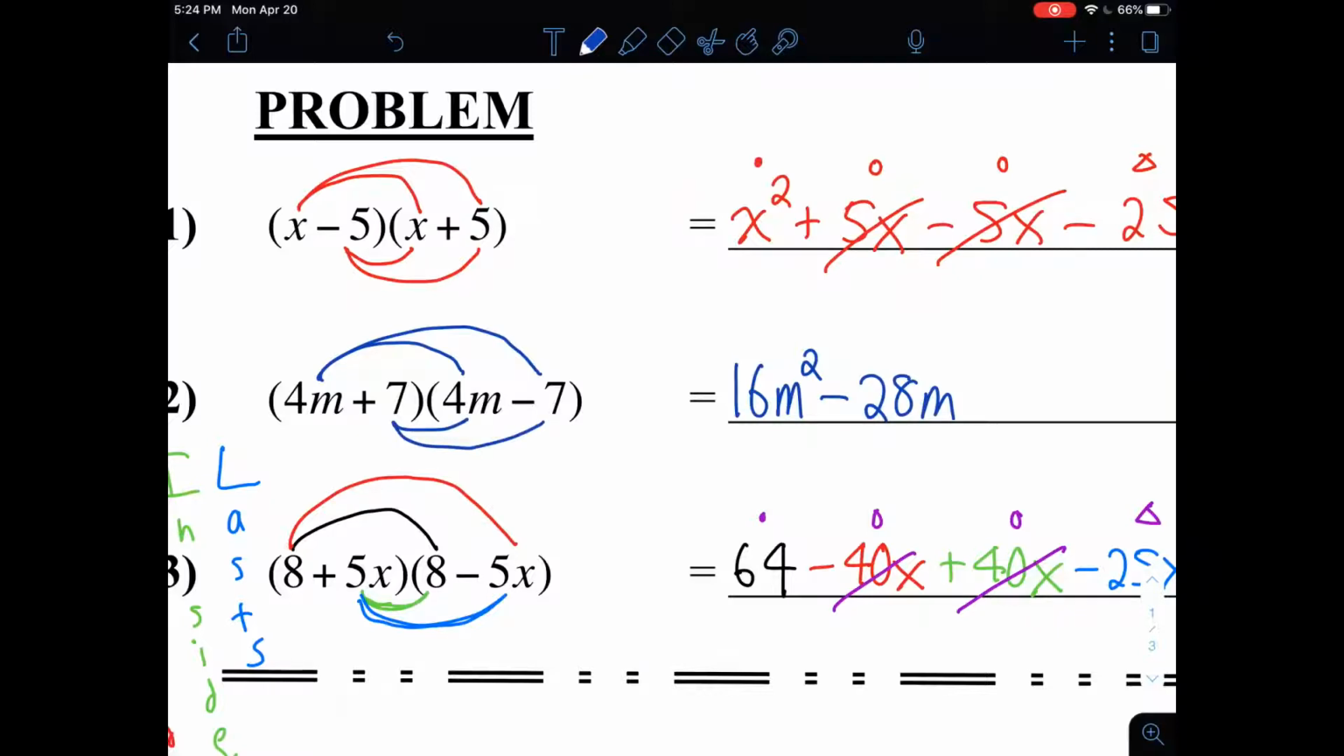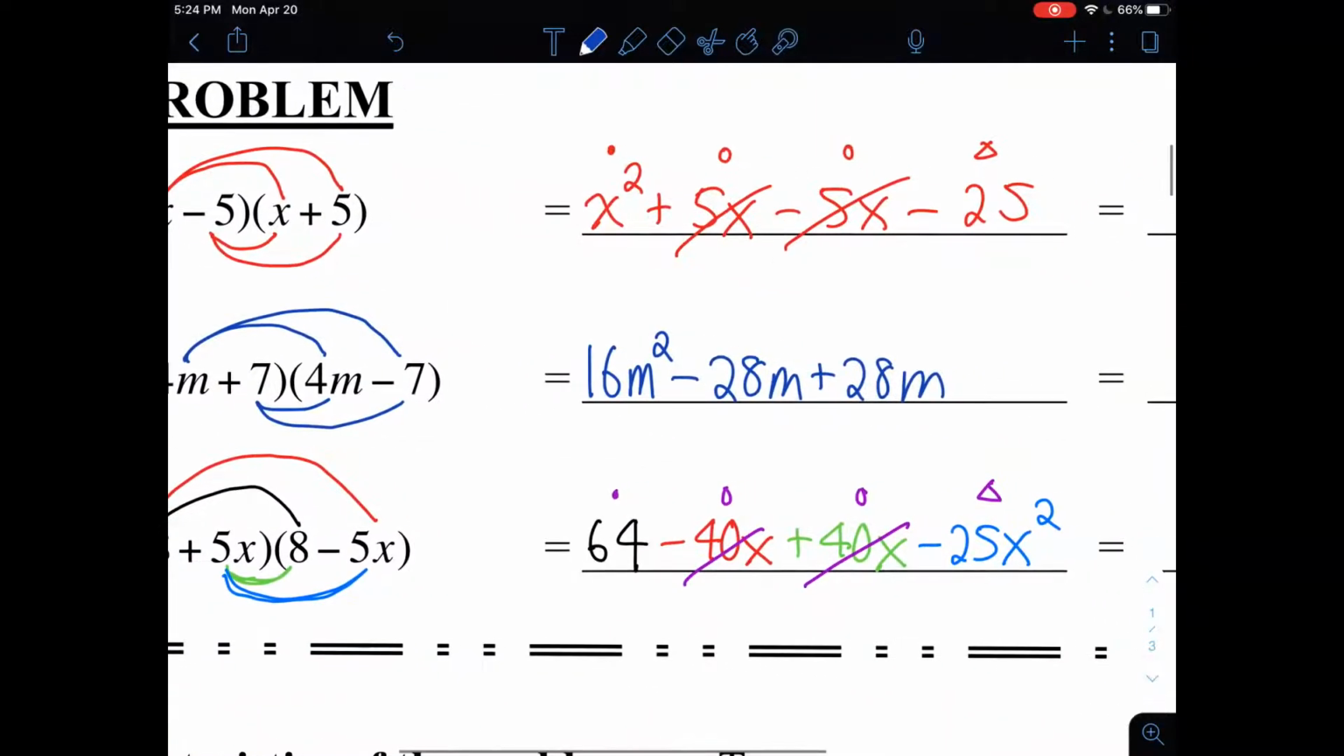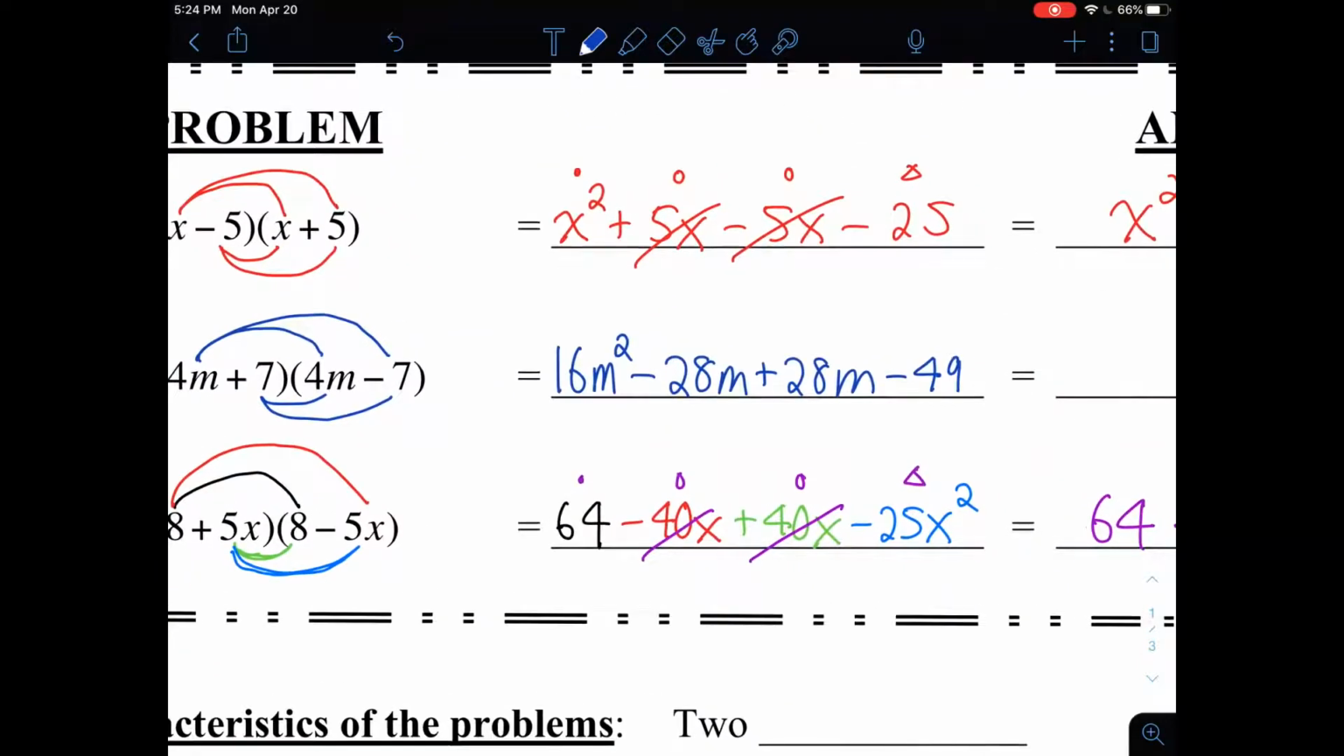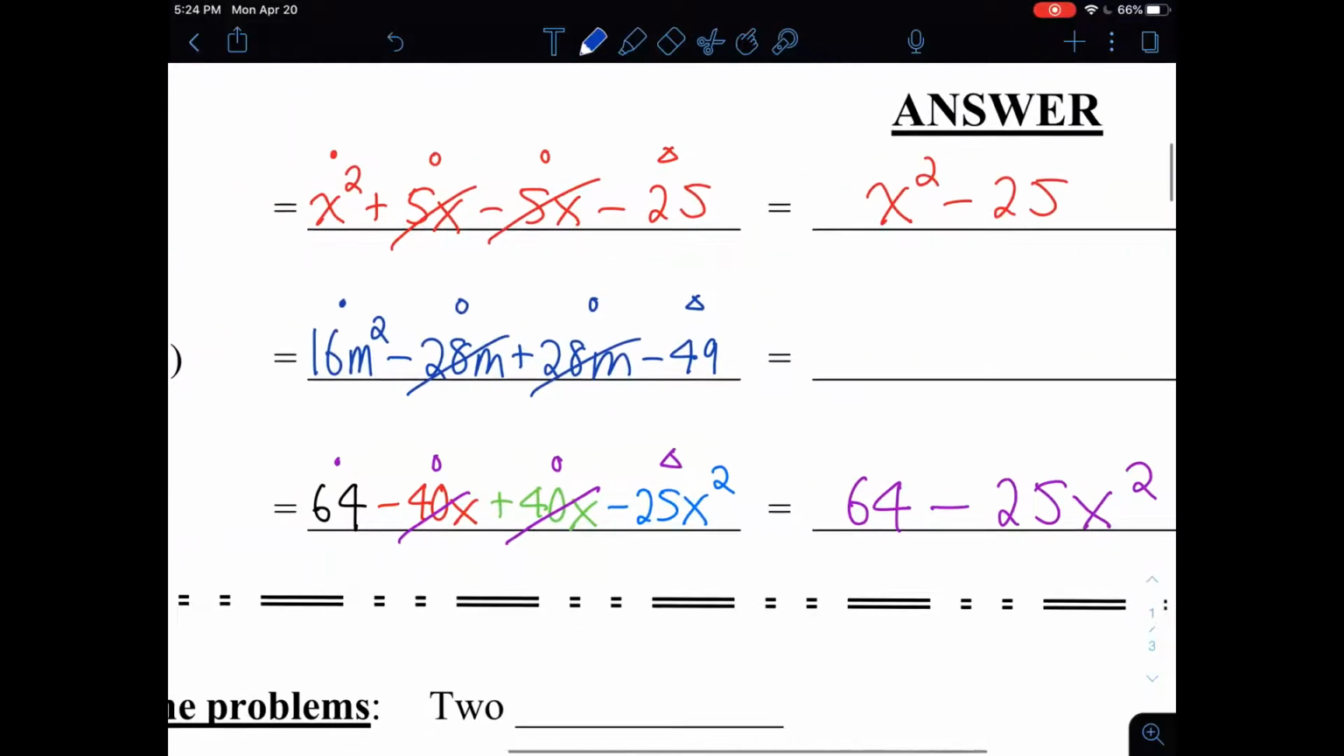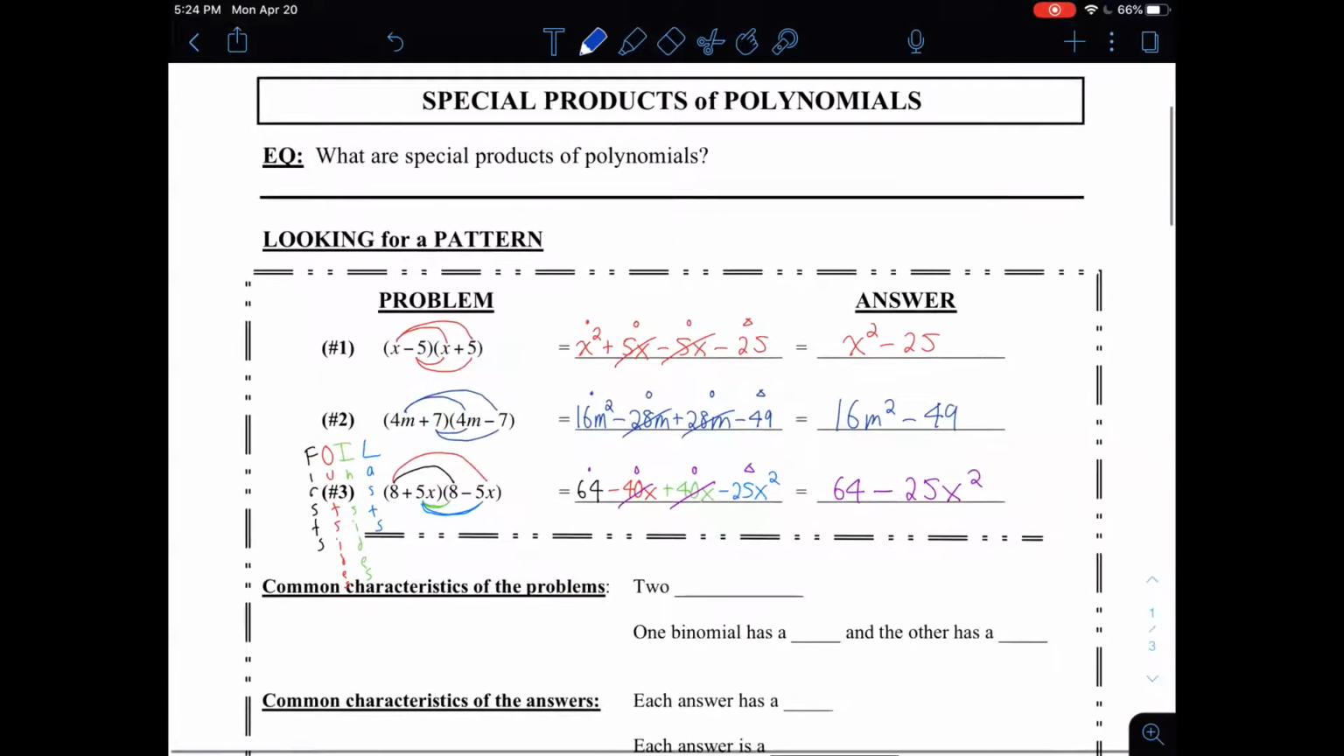What's 7 times 4m? 28m. And what's 7 times negative 7? Negative 49. Combine like terms again. We have m squareds, we have m's, and we have a constant. Negative 28m plus 28m goes to 0. They cancel out, so we get 16m squared minus 49. So it looks like the pattern is those are going to cancel out in the middle there.